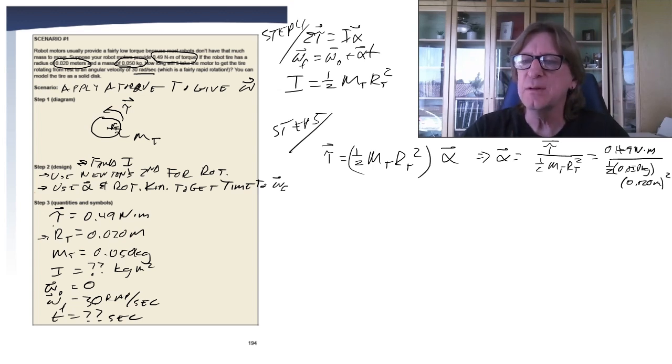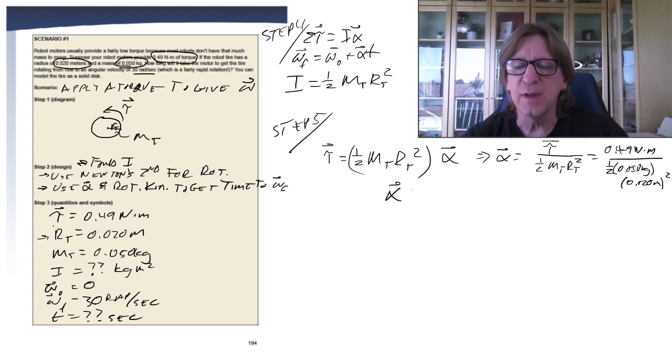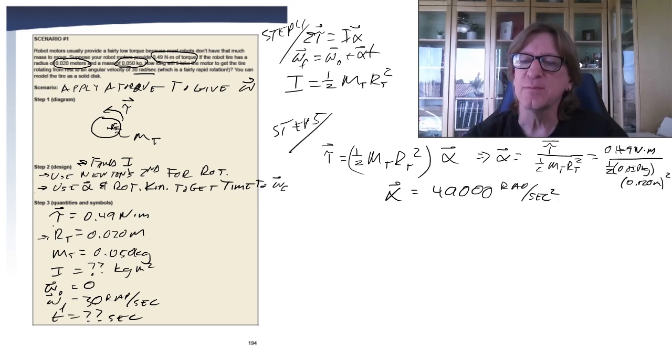All right, so pick up your calculator. Let's see what we get. We get 0.49 divided by, we'll put all this in parentheses, 0.5 times 0.05 times 0.02 squared, and I get 49,000. So alpha is equal to 49,000 radians per second squared. Okay, so pretty darn fast.